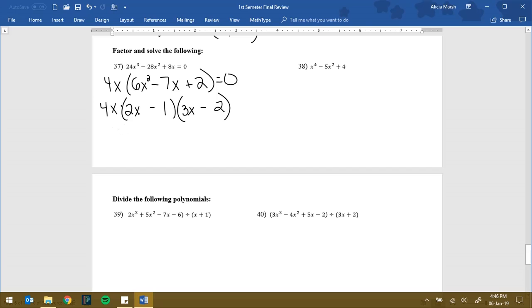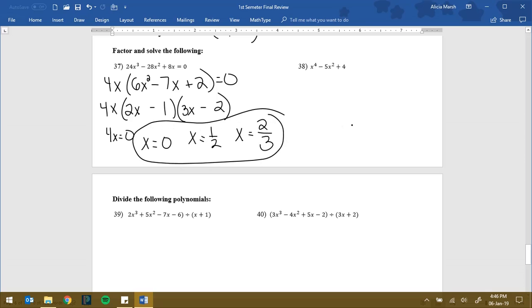So now I'm going to set each of these things, because we're equal to 0, equal to 0. So 4x equals 0. Well, that would be x is 0, right? 2x minus 1, I would add the 1 and then divide by 2. So I get x equals 1/2. And then this one, add 2, divide by 3. I'll get 2/3 for those 3 answers.